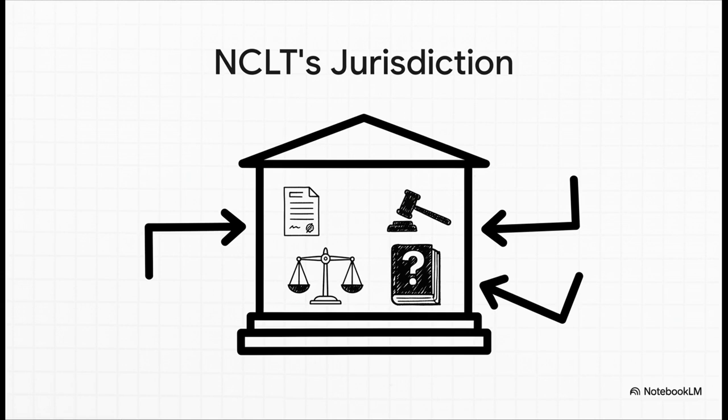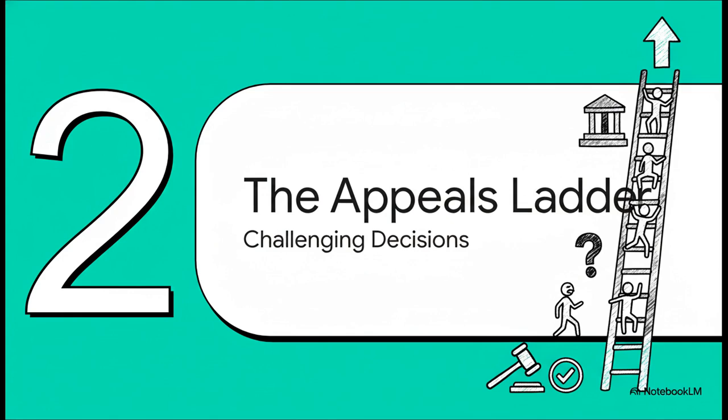It stops the case from getting chopped up and sent to a bunch of different courts, which would be a total nightmare. Okay, so the NCLT makes its call, but what if you're on the receiving end of that decision and you think, no way, they got this wrong? Well, that's where the next part of our map comes in. It's time to start climbing the ladder.